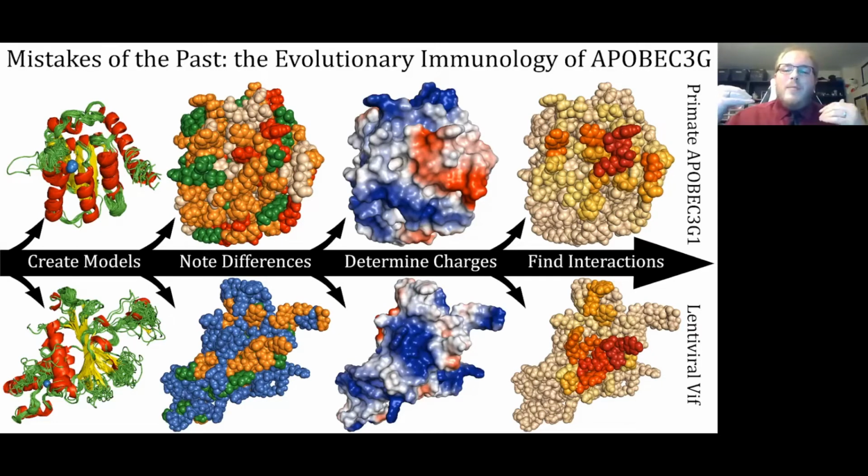By studying the immunological coevolution of ApoBec 3G and VIF, we're able to track where mistakes have occurred in the past. And by that, we may predict future mistakes or even direct mistakes for ourselves. Or maybe we'll just be mistaken.